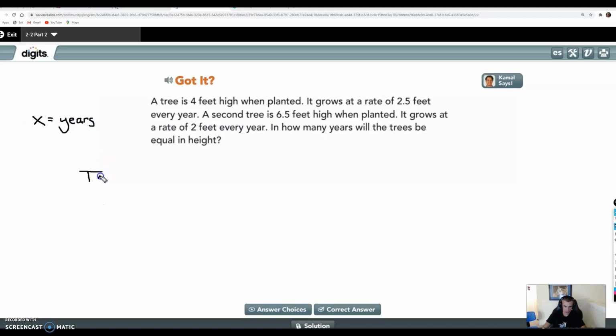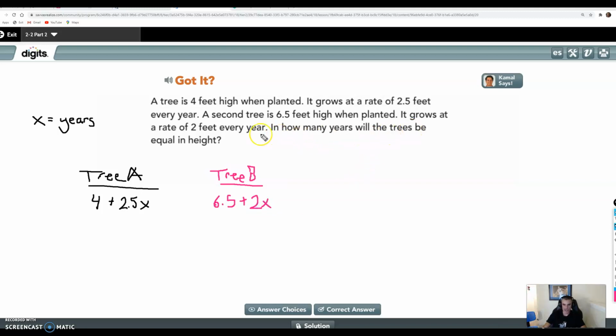And we'll have tree A. It starts at 4 feet and grows 2.5 feet every year. So that's 4 feet plus 2.5 every year. All right, a second tree, so we'll call that tree B. It's 6.5 feet, so it's taller, but it grows at only a rate of 2 feet every year. So it starts off taller, but it's not growing as fast.